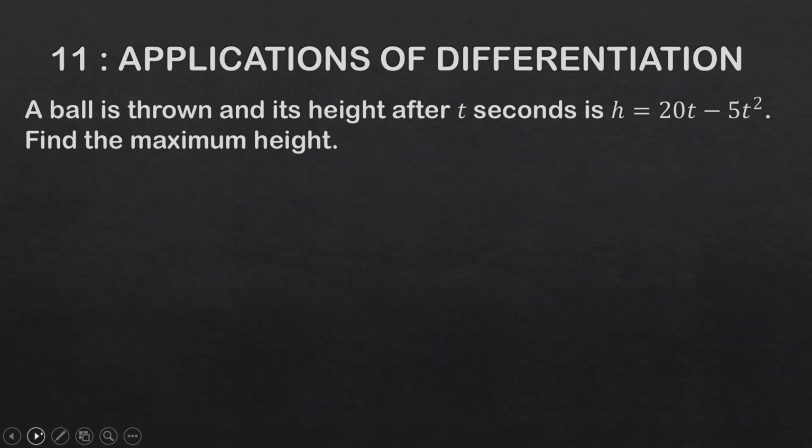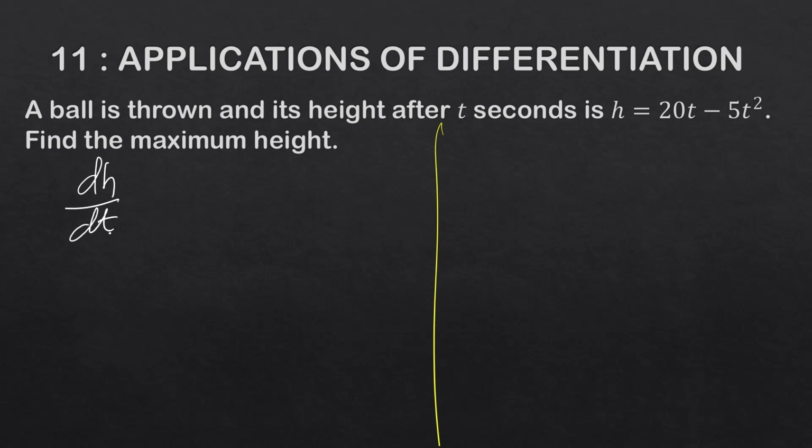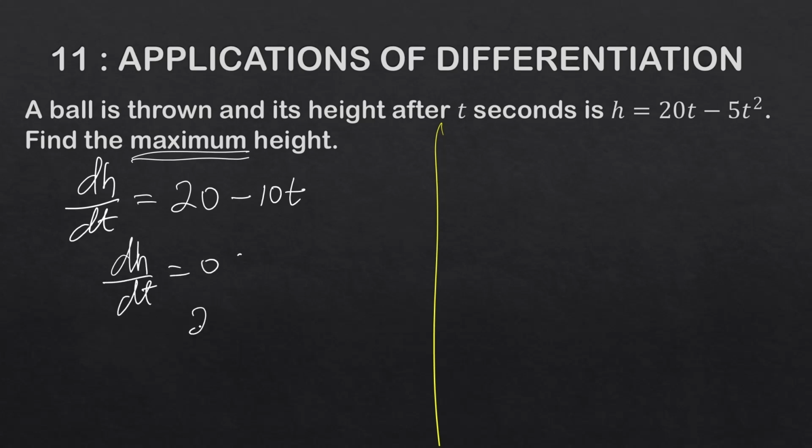The next question here says a ball is thrown and its height after t seconds is h. Okay. So we are given this, let me go back to my favorite white. What we are going to do is to find dh/dt, and that is going to be 20 minus 10t. Now, if I am to find this maximum, it must be 0. So dh/dt must be 0 at that point. So I'm going to say 20 minus 10t is equal to 0. So that means that t is 2 seconds.